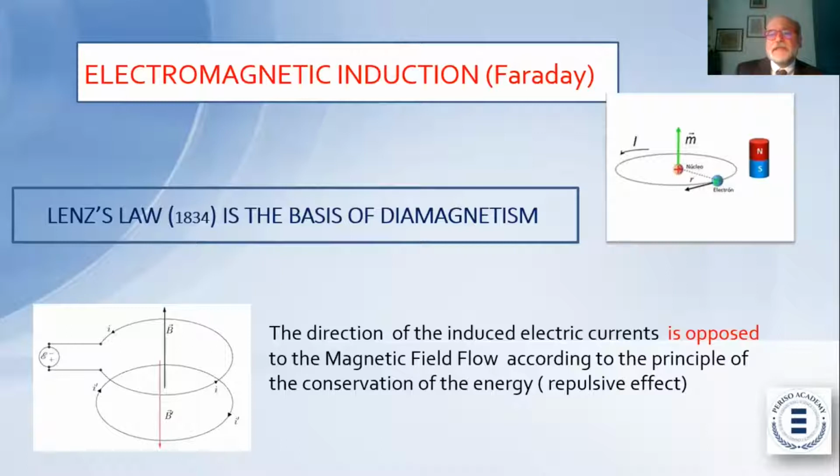And the history of electromagnetism teaches us that electromagnetism means movement, because Faraday discovered that applying magnetic fields to electric fields produced a movement. And in the same period, another scientist, Dr. Lenz, discovered that the direction of this induced electric current is in the opposite direction with respect to the original magnetic flow. So it's the first demonstration of diamagnetism.